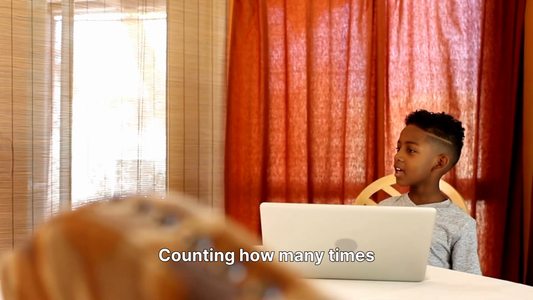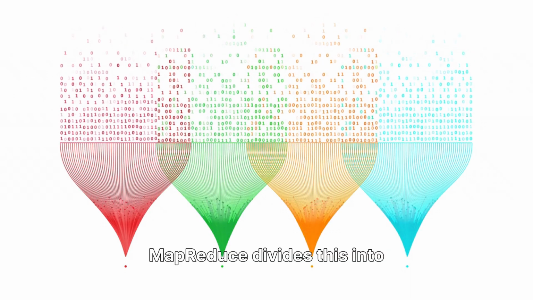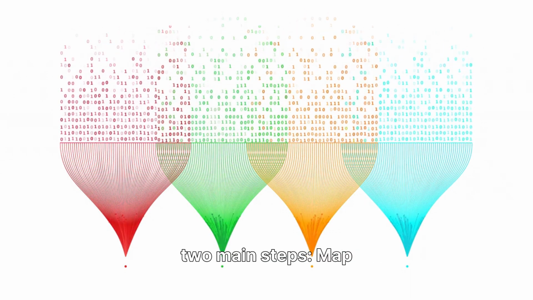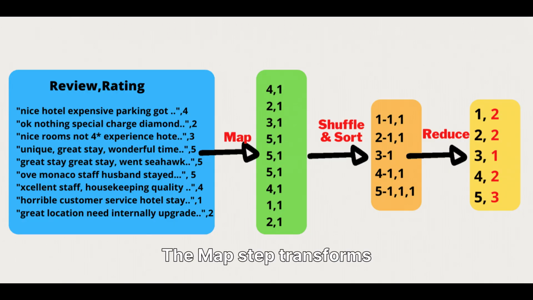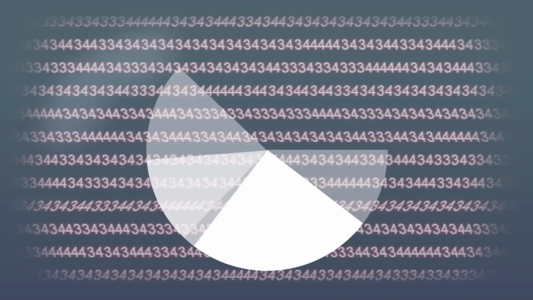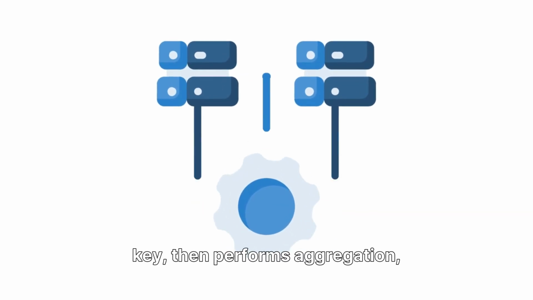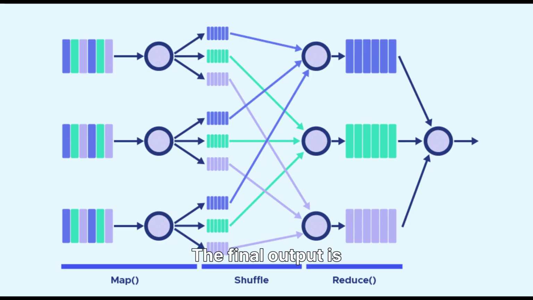Imagine you have billions of lines of data, like all words from every web page on the internet. Counting how many times each word appears on one computer would take a very long time. MapReduce divides this into two main steps, map and reduce. The map step transforms data into smaller, manageable key value pairs, like word, 1. Each mapper works on a portion of data, outputting intermediate results. The reduce step groups these intermediate results by key, then performs aggregation, like adding up counts. The final output is the total count of each word across all data.